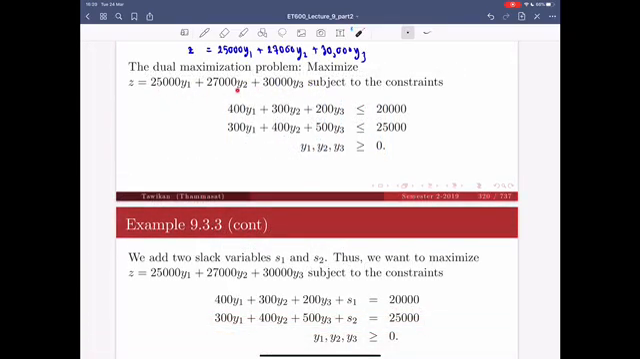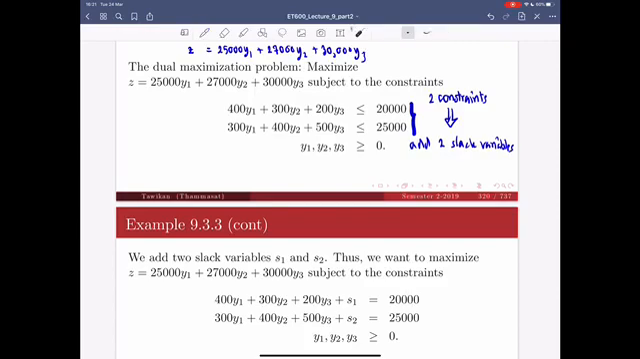Now we are ready to proceed with the simplex method. By seeing two constraints in our dual maximization problem, we know right away that we have to add two slack variables.